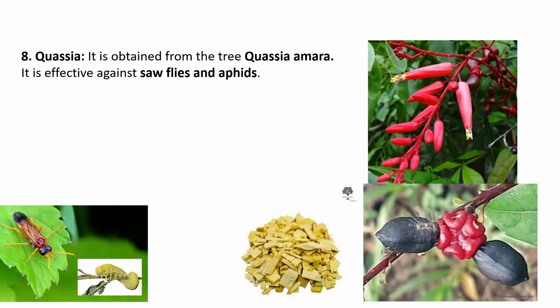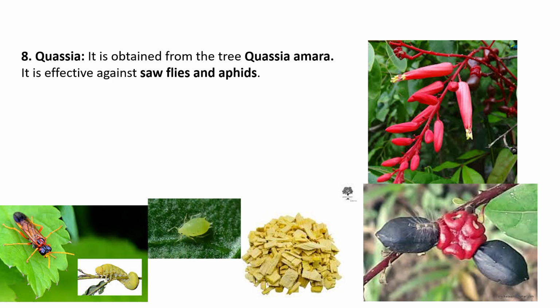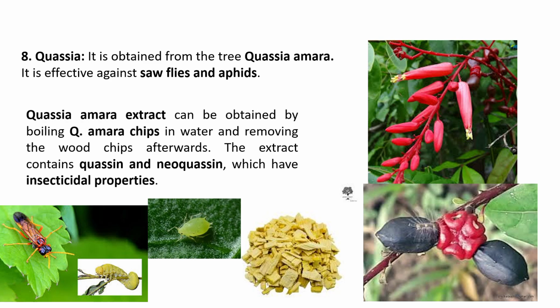Sawfly can be killed by means of Quassia and aphids; you can see that leaf cutter, leaf eater. Quassia amara extract can be obtained by boiling Quassia amara chips, which are shown in the picture, in water and removing the wood chips, and the extract containing quassin and neoquassin, which are the main constituents, acts as an insecticide. They have insecticidal properties.